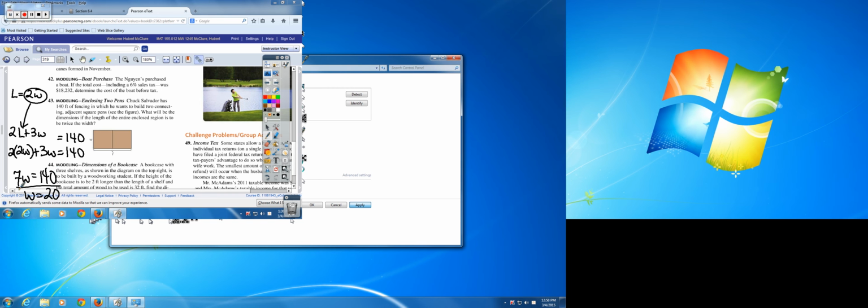20, Hubert. Now if W is 20, what's the length? Good job. Now let's check it. 40 plus 40 is what? 80 plus 20 plus 20 plus 20. What's that? Good job. So we got that right. We feel good about ourselves.